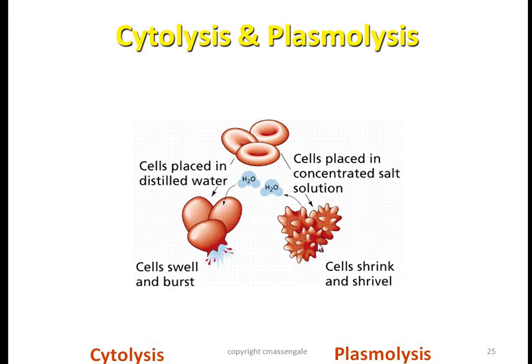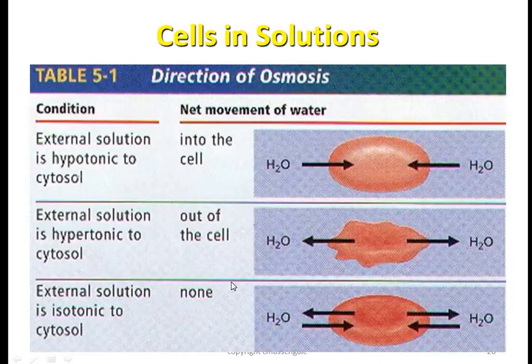Here you can see the situation when the cell is placed in a concentrated salt solution. The water moves out of the cell and the cell shrinks. This is called plasmolysis. And when we place the cell in distilled water, pure water, this is a hypotonic solution. The water will enter the cell and the cell will burst. So this is a diagram showing you the net movement of water in case the cell is placed in a hypotonic solution, a hypertonic solution, or an isotonic solution.